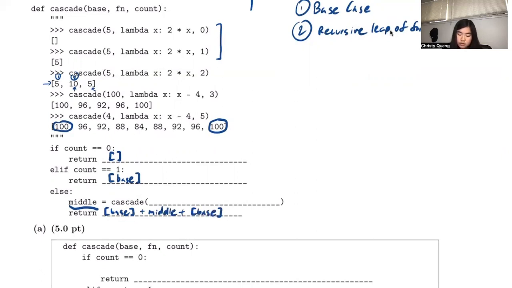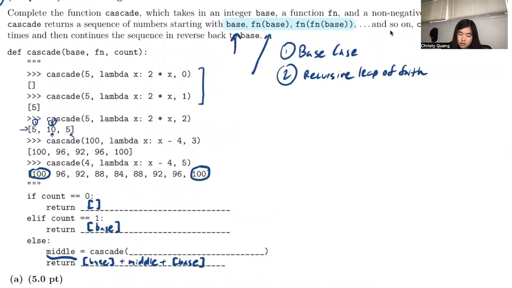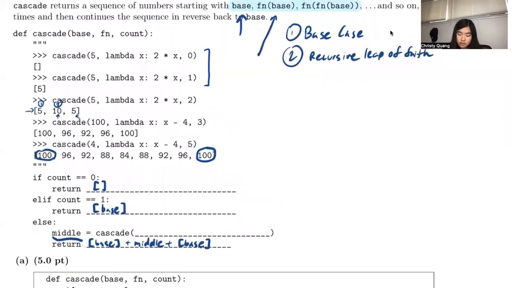Now this is our recursive leap of faith part. We're going to call cascade again. And if we look up here, it's function of base. So we end up calling function on our base. And then the function stays the same. And then count, this is the weird part. We want to do it however many count number of times. If for example count is equal to 5, then we have to do it 5, and 4, and 3, 2, 1. So as we call cascade, each time we want to decrement by 1. So count minus 1.